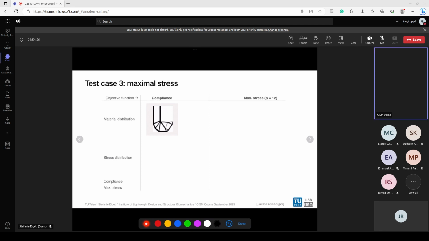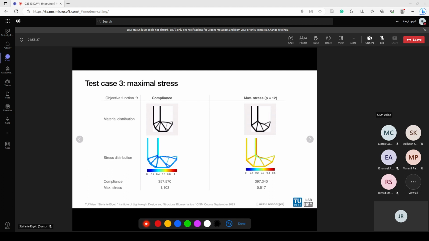And here, if we look at the original optimization that minimizes the compliance, we see that we have the stress peak here. So this is probably not a very good solution. Instead, if one then minimizes with respect to the stress, then this is much smoother in terms of shape. But of course, then the compliance is also higher.